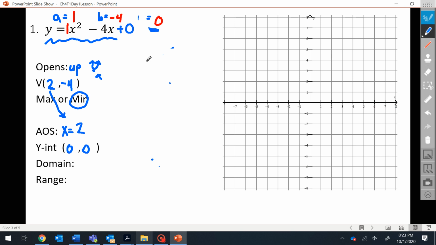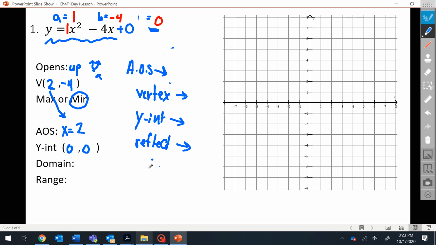Alright, so here's the order that we're going to do for graphing. We're going to graph the axis of symmetry first, followed by the vertex. After we graph the vertex, we're going to graph the y-intercept. After we graph the y-intercept, we're going to reflect the y-intercept. After we reflect the y-intercept, we're going to draw the parabola. So these are the steps: axis of symmetry, vertex, the y-intercept, reflect the y-intercept, and then draw the parabola.